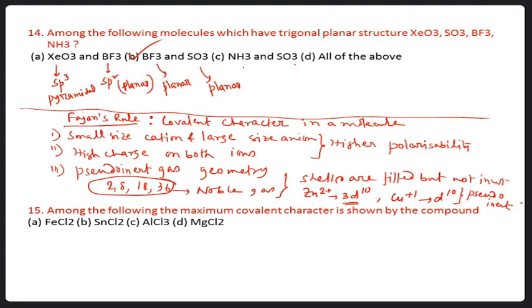Okay? So now, among the following, maximum covalent character: more size cation Fe2 plus, Sn2 plus, Mg2 plus. But here the positive charge is on aluminium. So this is the covalent one. High charge on ions: aluminium has the highest charge among the four. So that way you have to solve.